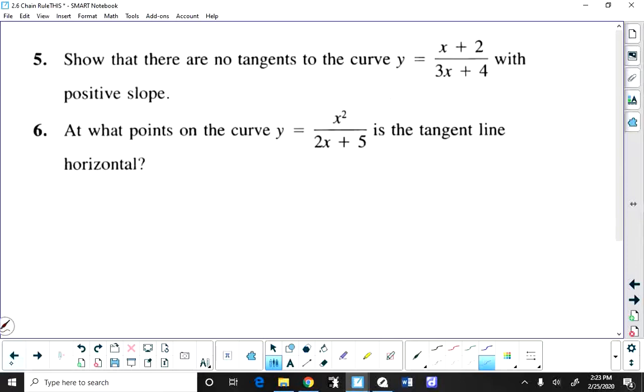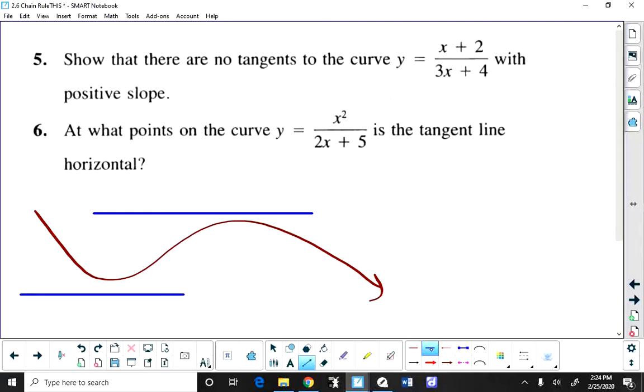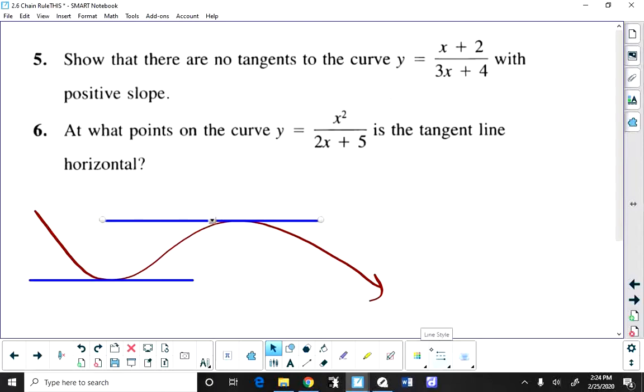So at what points on this curve is the tangent line horizontal? If I have a curve, Amy, and it doesn't matter what the curve looks like, with this particular curve, there are going to be 2 places where the tangent is horizontal. Going to be here and here. Right? That's what a horizontal tangent means.